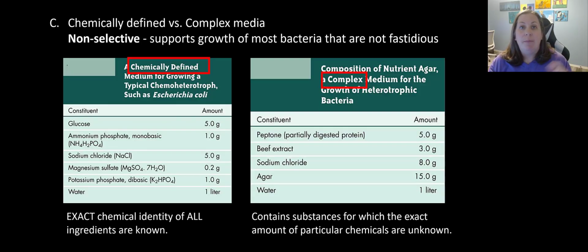If the agar is complex medium, we see that some of the stuff is listed. It contains substances, some of them are listed, but if you'll notice when it says peptones, partially digested protein, it doesn't tell you what kind of protein that is. It then also says beef extract. Well, what's in that beef extract? I don't know. So this one gives the stuff it needs, but it's not as specific. The particular chemicals and their exact amounts are not known here. You can see the difference there.